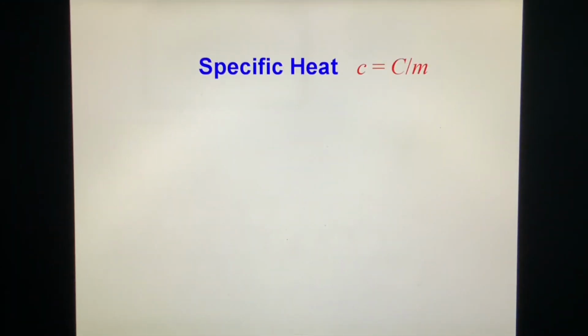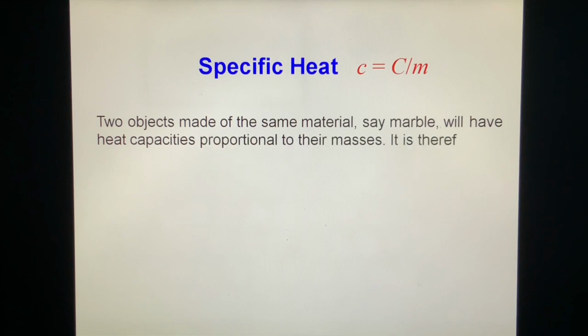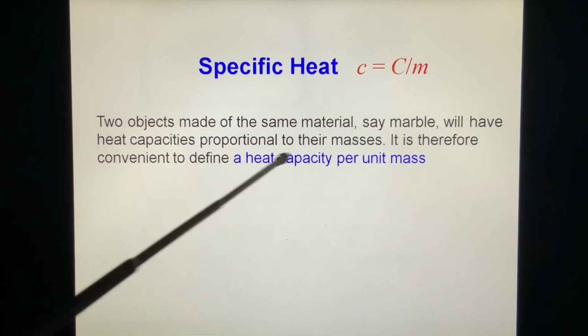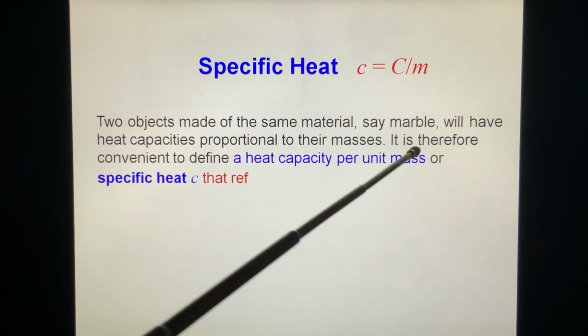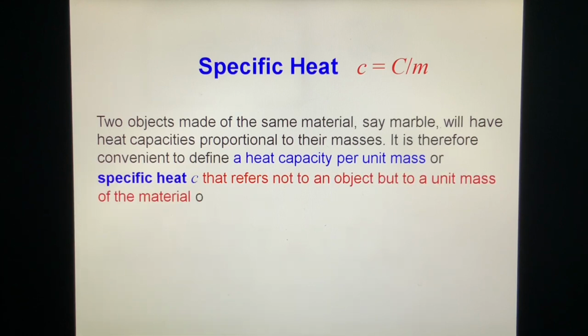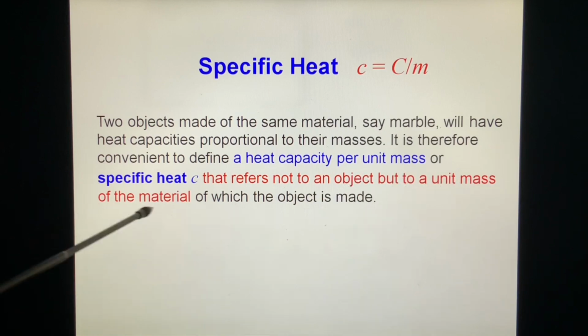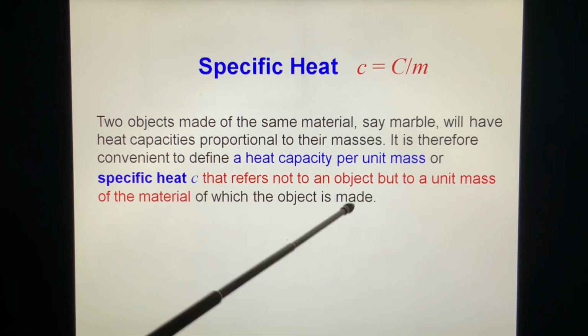The flame can play onto the cup long enough to boil the water inside without burning up the cup. Specific heat c equals capital C over m. Two objects made of the same material, say marble, will have heat capacity proportional to their masses. It is therefore convenient to define a heat capacity per unit mass, or specific heat c, that refers not to an object but to a unit mass of the material of which the object is made.